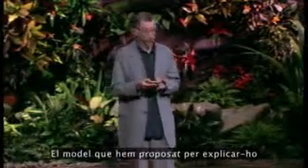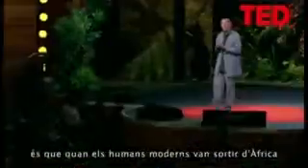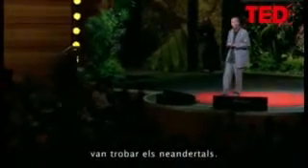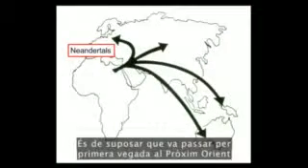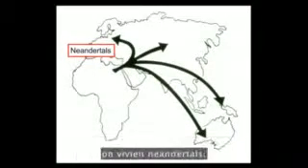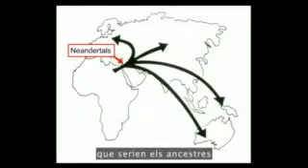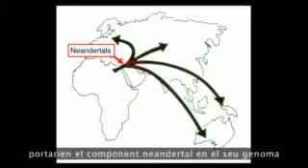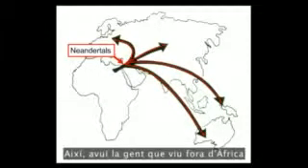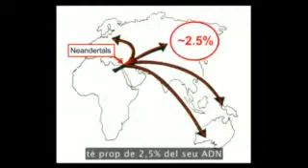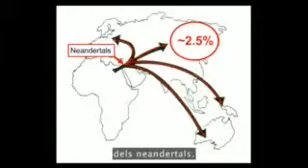So the model we've proposed to explain this is that when modern humans came out of Africa, sometime after 100,000 years ago, they met Neanderthals. Presumably they did so first in the Middle East, where there were Neanderthals living. If one then mixed with each other there, then those modern humans that became the ancestors of everyone outside Africa carried with them this Neanderthal component in their genome to the rest of the world. So that today, people living outside Africa have about 2.5% of their DNA from Neanderthals.